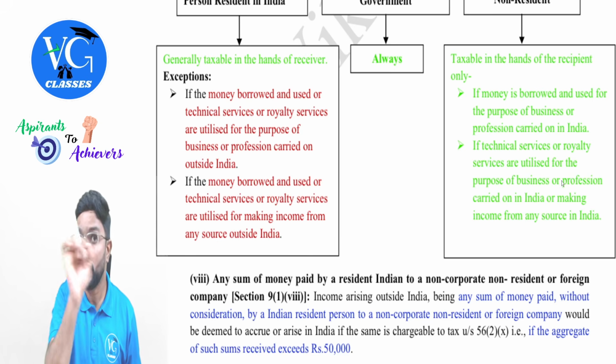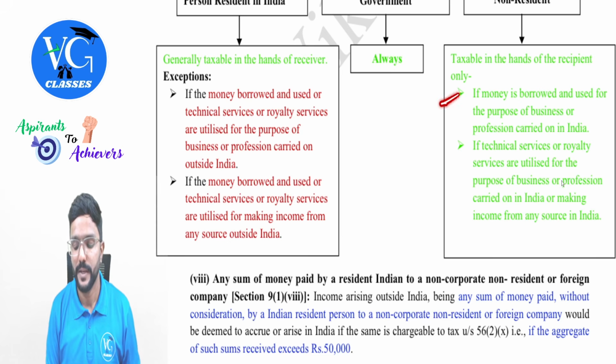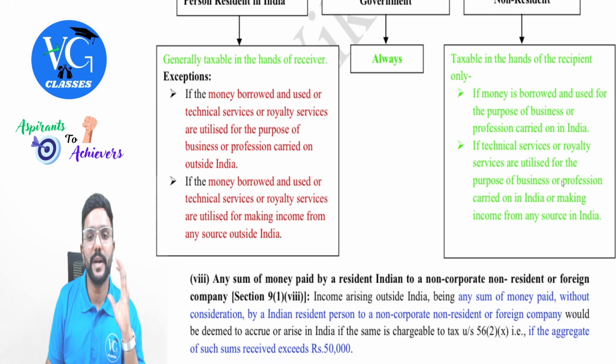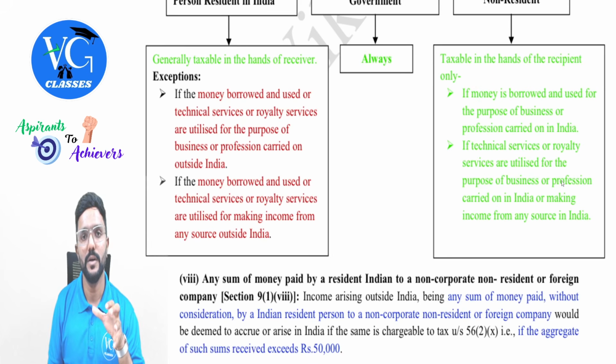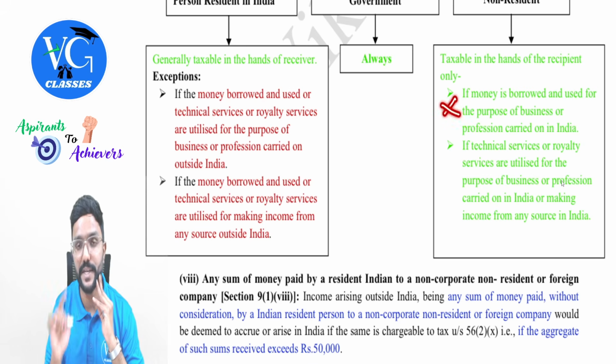But one small change is there. Please be careful. Here, if money is borrowed and used for the purpose of business or profession carried on in India, it is deemed to accrue or arise in India. Sir, what if money is borrowed and used for making any income from any source in India? Then that point is missing here.